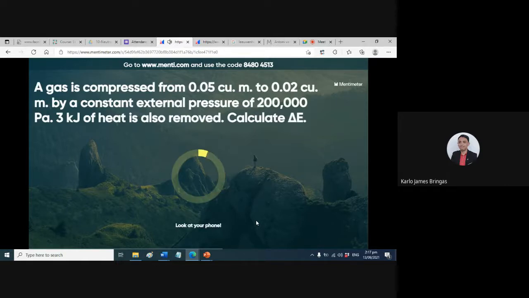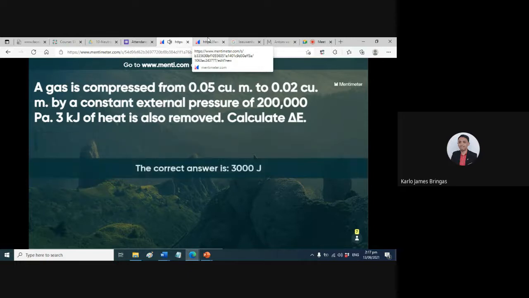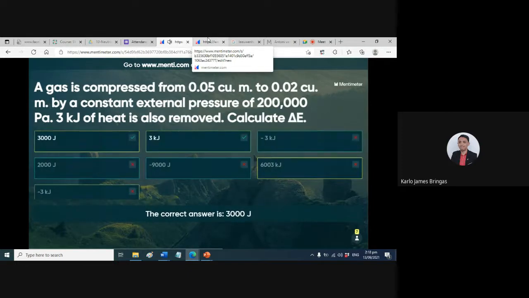So this time, please compute delta E. If this time, 3 kilojoules of heat is also removed. Again, recall the answer earlier was negative 6,000. Correction, 6,000 dapat ang answer pala kanina. 6,000 joules ang previous answer. So the correct answer here is, for this question, it's equal to 3,000 joules or pwede rin 3 kilojoule.